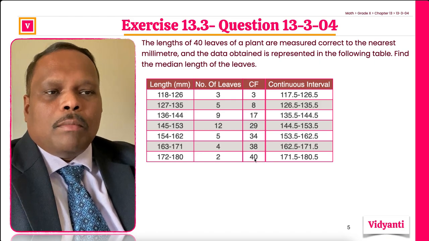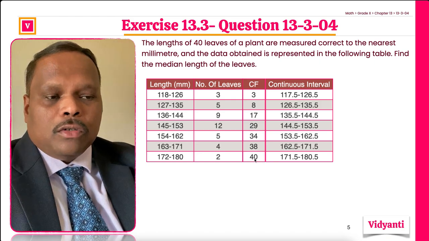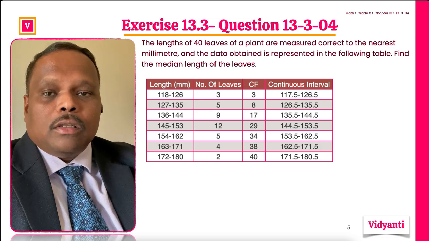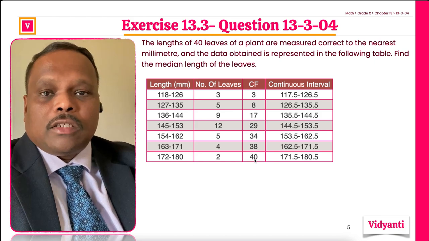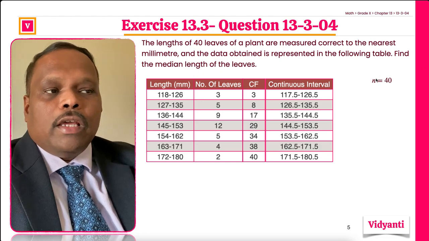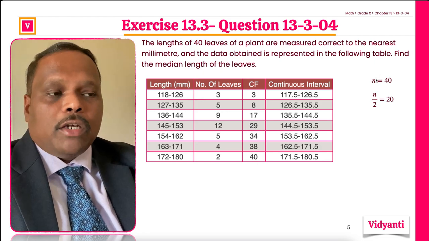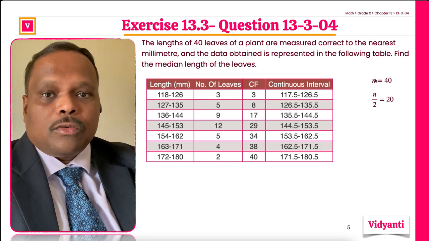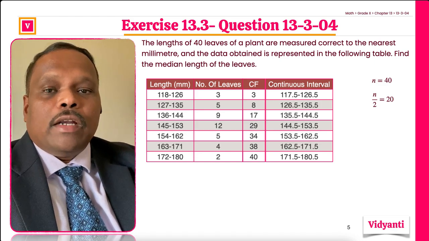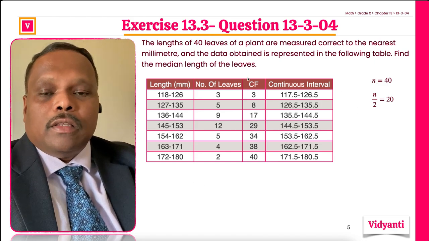Now, median is nothing but middle value. Since we have 40 observations, and pretend them to be arranged in ascending or descending order, 40 divided by 2, that's 20. We are interested in the middle value, which is the 20th observation. So n is equal to 40. N by 2 will be half of that. That's 20. We are interested in where exactly this 20th observation is in this table.